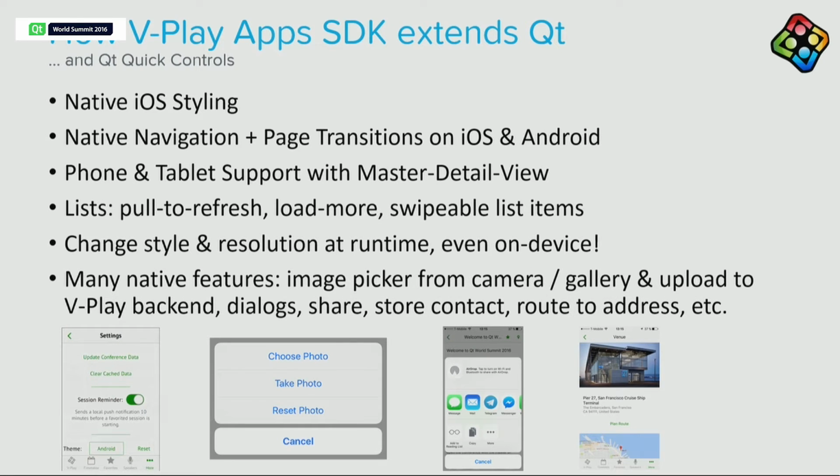And there is a lot of more native-like features. For example, the image picker. You can choose either images from camera or from gallery. You can then take these images and upload it to our backend system, which is hosted on Amazon. There's native dialogues available. There's this share sheet available. There's sharing available to all kind of like Facebook, Twitter, sending stuff over messages. This is also in the World Summit conference app. You can, for example, share your session that you find interesting like that.